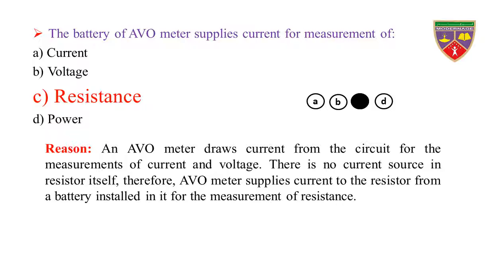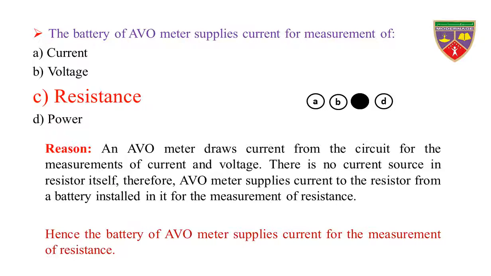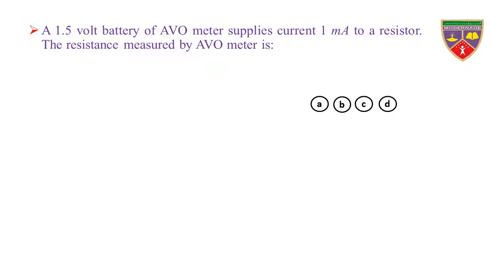Reason: an avometer draws current from the circuit for the measurements of current and voltage. There is no current source in resistor itself. Therefore, avometer supplies current to the resistor from a battery installed in it for the measurement of resistance. Hence, the battery of avometer supplies current for the measurement of resistance.